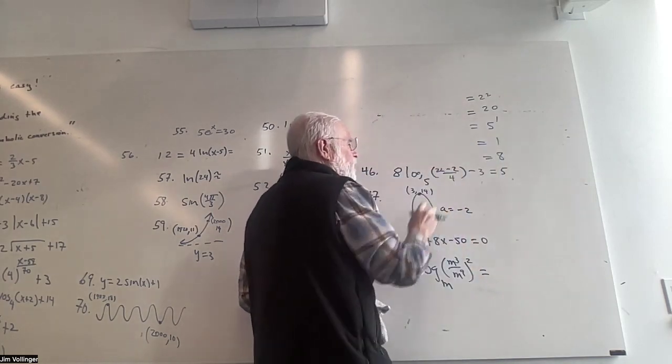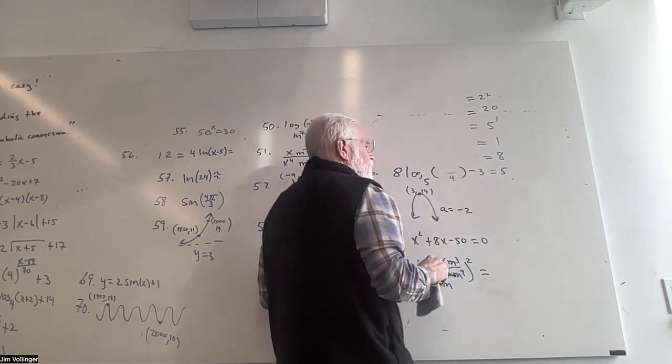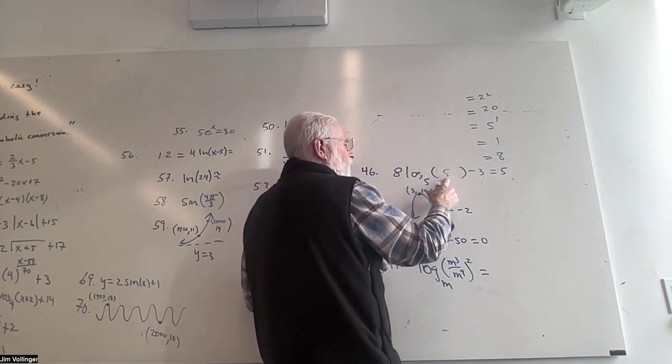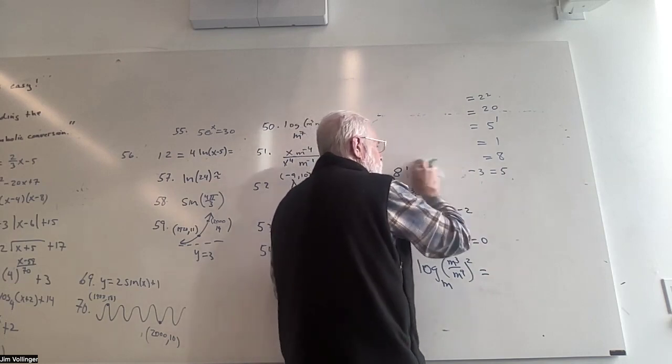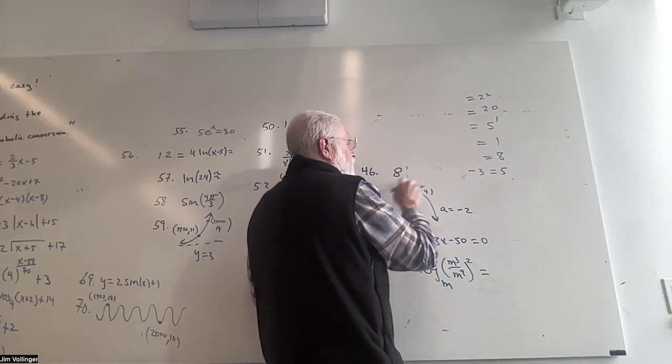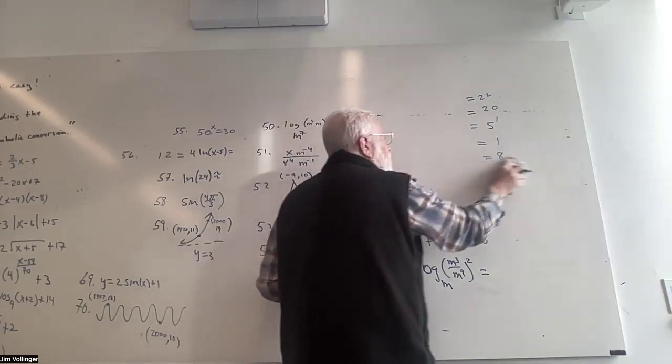22 minus 2, 20. 20 divided by 4, 5. What do you put on top of 5 to get a 5? 1. What's 1 times 8? 8. What's 8 minus 3? 5. Move on.